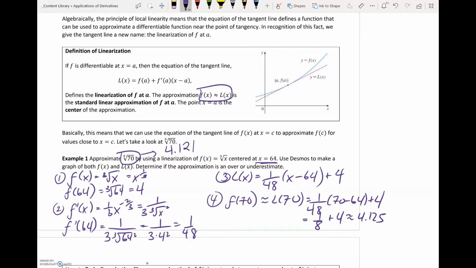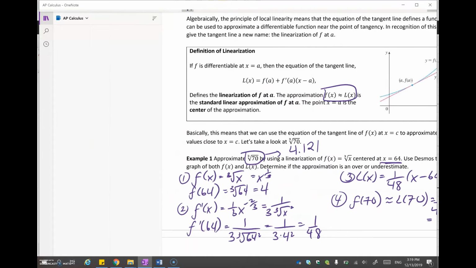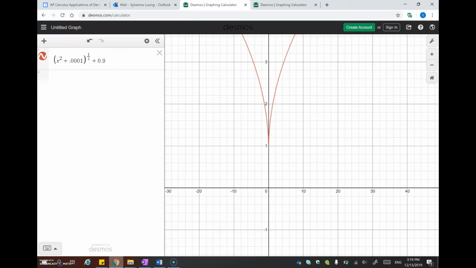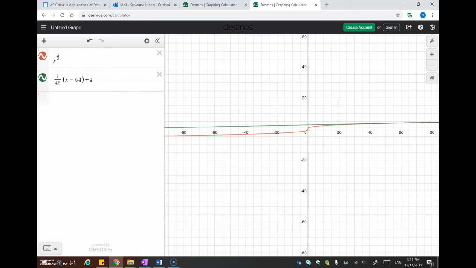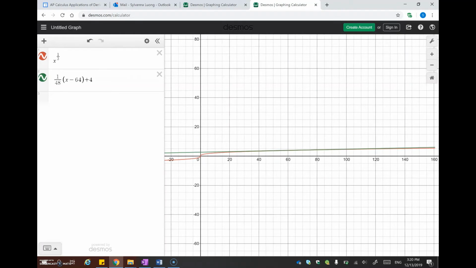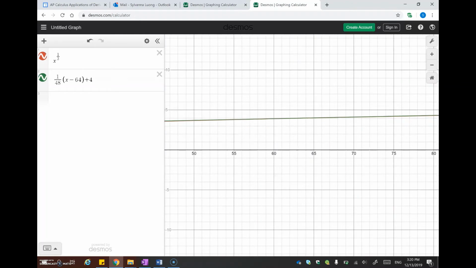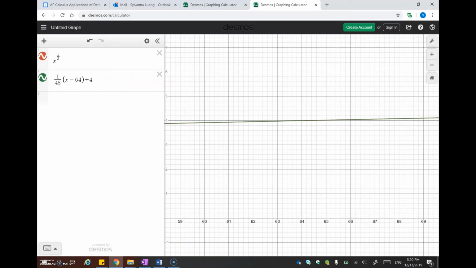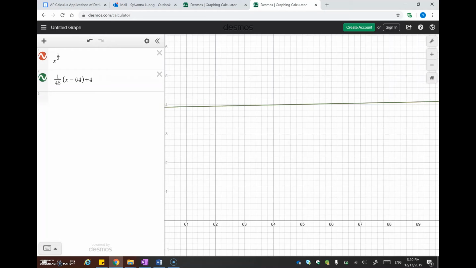So we want to determine if this approximation is an over or an underestimate. Now I did graph this in Desmos, because it says use Desmos to make a graph of both to determine if it's an over or underestimate. So let's go back to Desmos, and I graphed the original function f and our linearization equation. If you look at the point x equals 64 and keep zooming in, it looks like they are overlapping each other.